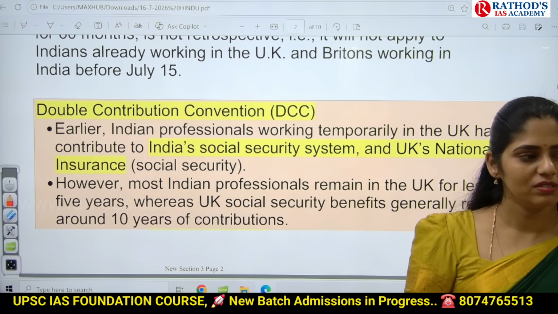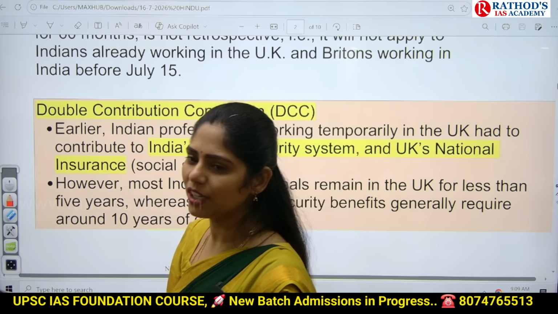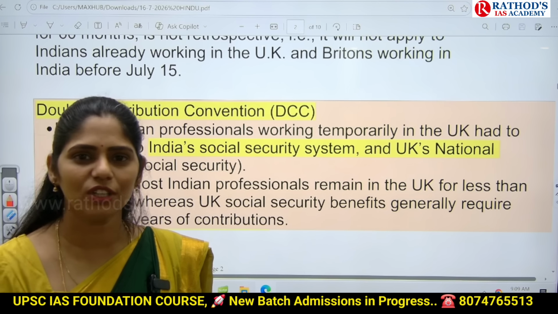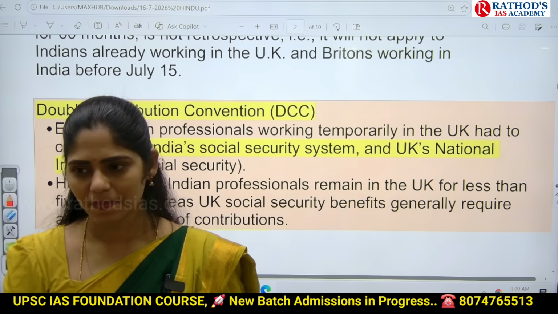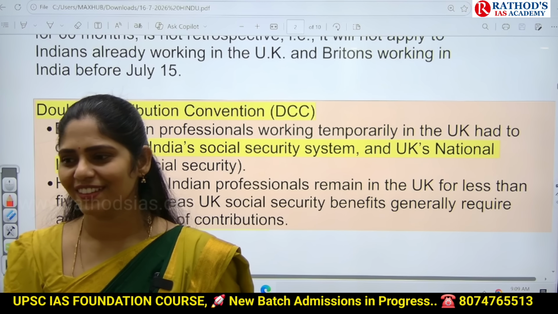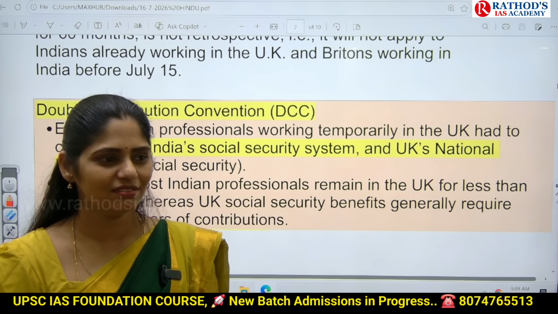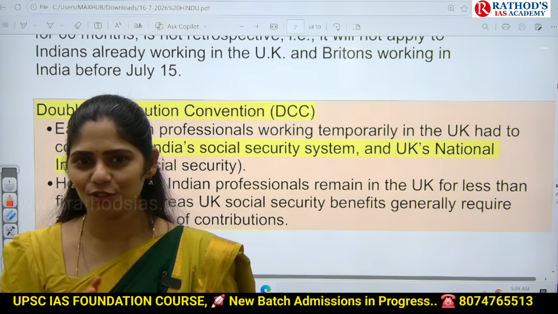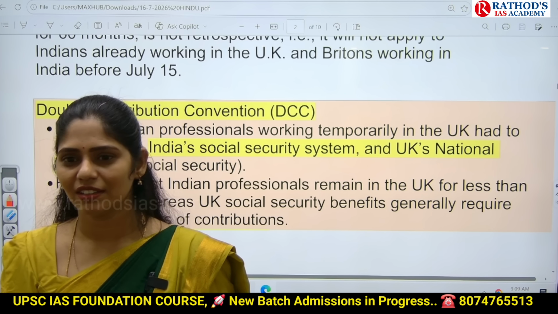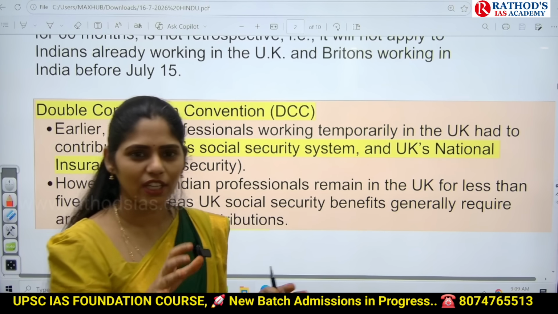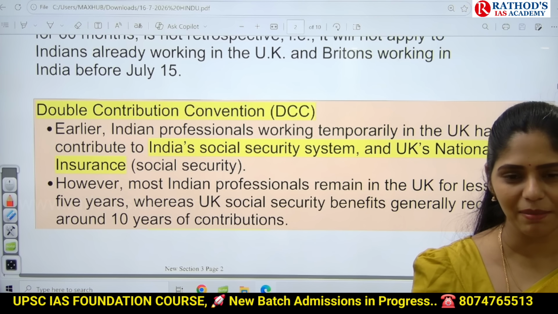Come on. If they're not paying social security contribution in UK, they can save that money, whatever they are earning in UK. What is the currency of UK? Is it the same as the US dollar? Pounds? Okay, so they can save that and they can send it back to their family members.